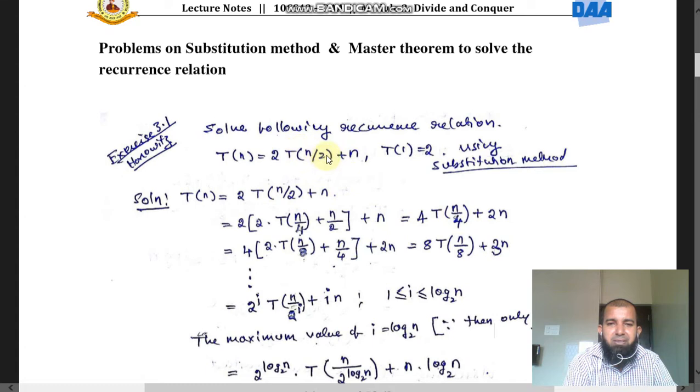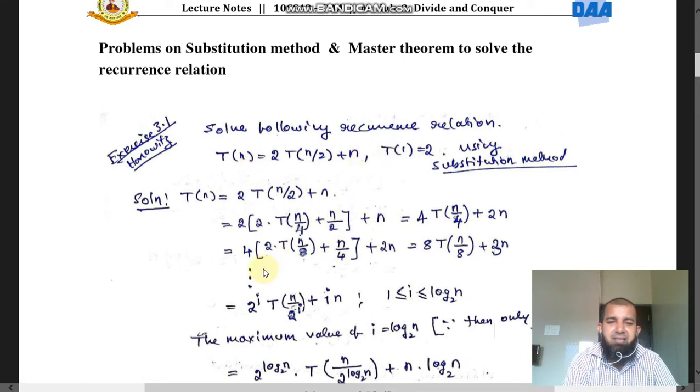N by 4 into 2, that is n by 8. Then plus n, in place of n, write n by 4, this n by 4. Then this plus 2n. Now simplify: 4 into 2 is 8, 8T n by 8 plus 4 into n by 4. 4 cancels, n is remaining. Plus 2n, so n plus 2n, that is 3n. Like this, again you have to recursively apply T of n by 8 in this relation.